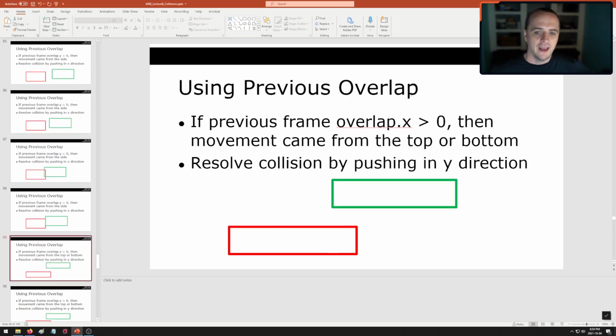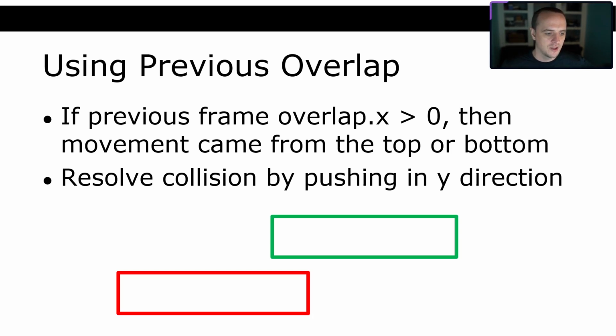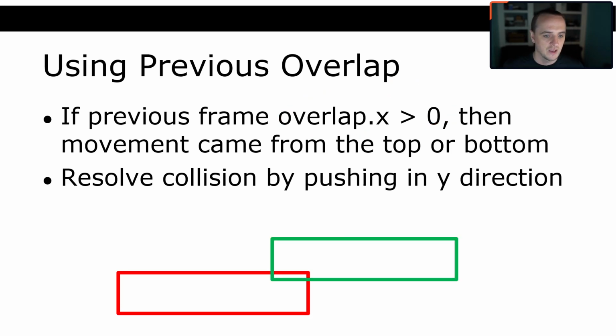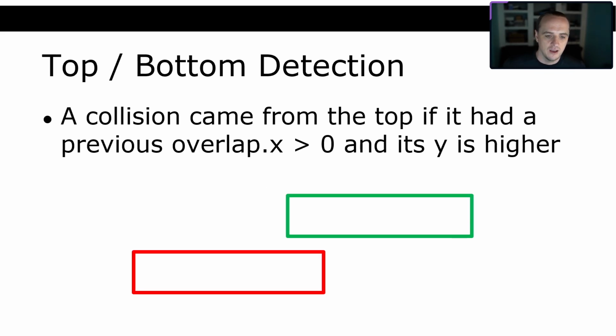Similarly, let me go back to the slide view here. If the previous frame's overlap had an x component greater than 0, then that means that the movement came from the top or the bottom. So if we're coming from the top here and we see this happen, then we're going to push it upwards. And that's going to have the best case.